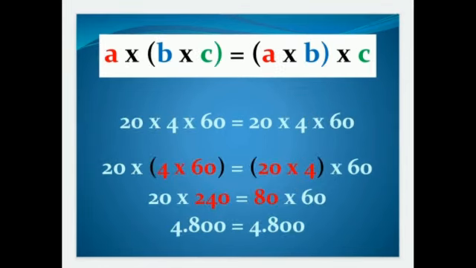In the second example, the bracket is at the back. Then, I move the bracket to the front because this is still associative. And finally, I have to find the result of this operation.